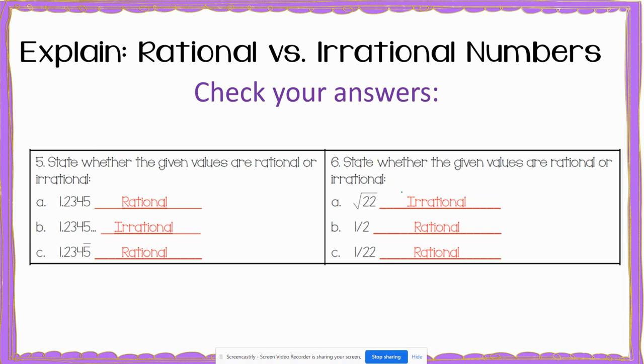Number 5 was to tell whether the given values were rational or irrational. Well, 1.2345 is rational because this terminates. Any number that terminates is going to be a rational number.